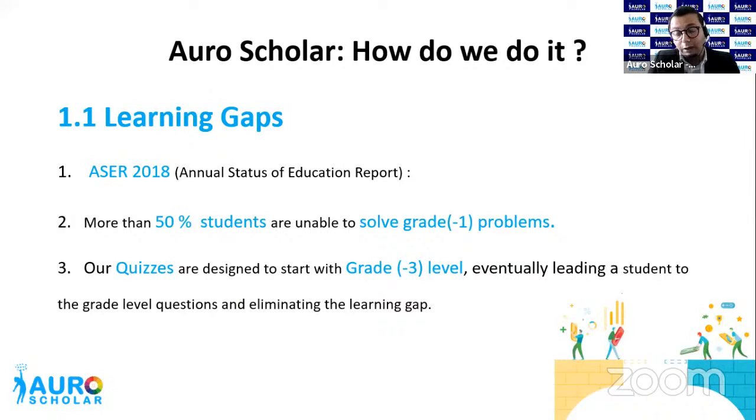So how do we eliminate these learning gaps? As I mentioned, our quizzes are designed in such a way that every time a student participates in the first quiz of any subject, that quiz is of grade -3, which means 3 classes down from the current grade level. The quiz after that is of grade -2, grade -1, and eventually the grade level. So regular participation in these assessments helps students eliminate the learning gaps of the previous grades as well. And hence these learning gaps get eliminated, the performance gets better, and they get a better chance of scoring 80% and hence receiving the scholarship.